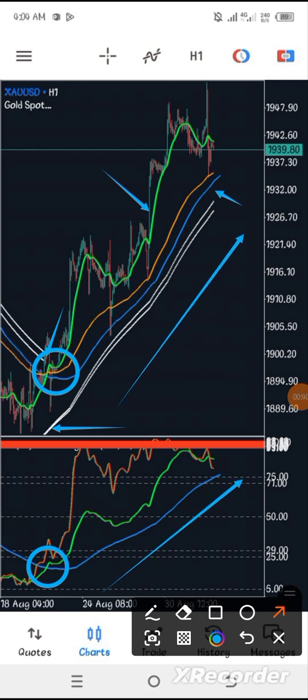As you can see, as long as your parabolic is getting increased in size, then you keep holding your position. Look at the yellow line and then look at the blue line. They serve as your support and resistance. Okay, this strategy can help you a lot.